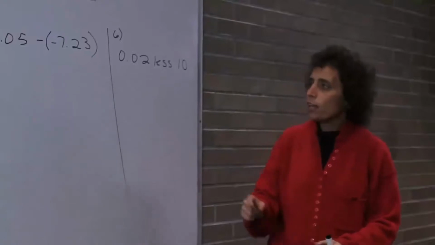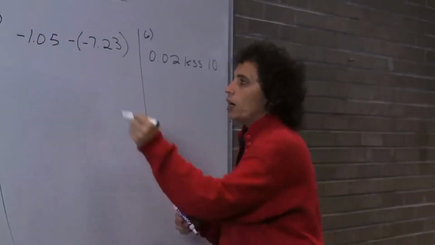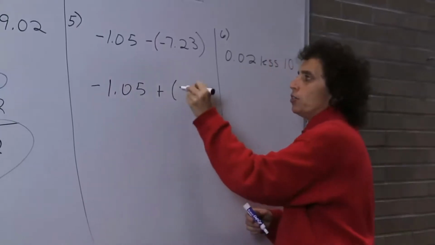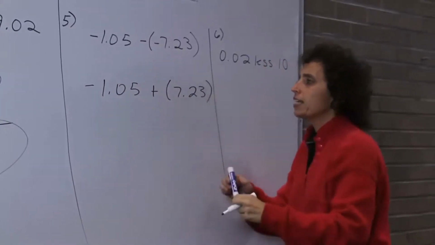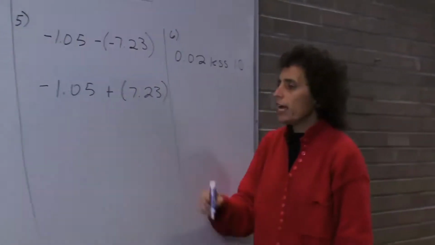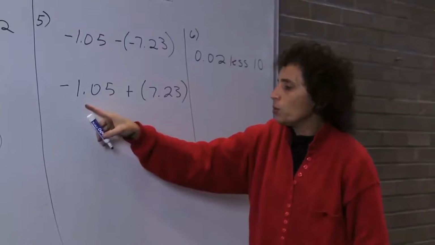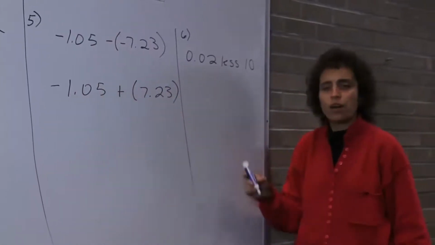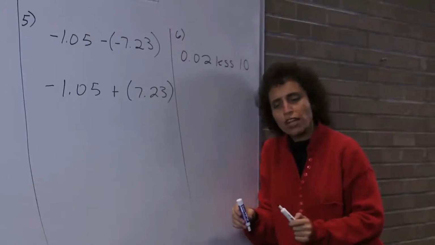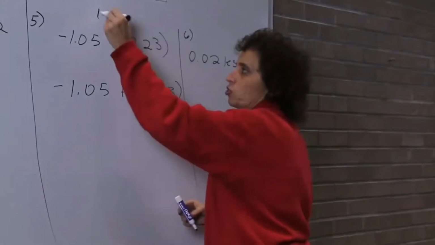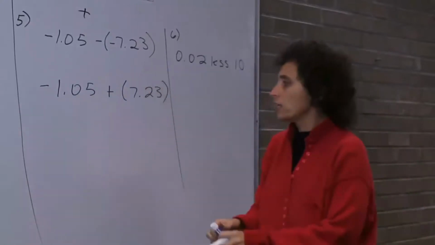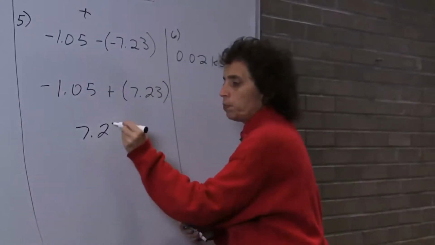Okay? Let's take a look at this one. Two signs, a double sign, but they're the same, so it's going to turn into a positive. Okay, so now here's what we have. I owe you $1.05, but I have, oh good, I'm finally up some money. I have $7.23. So in the end, I'm going to have money, so my answer is positive. But I paid you some money, so I'm going to have to subtract here. So again, always put the bigger number on top.